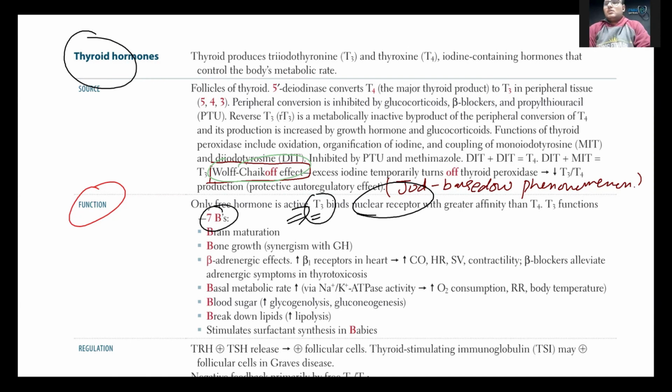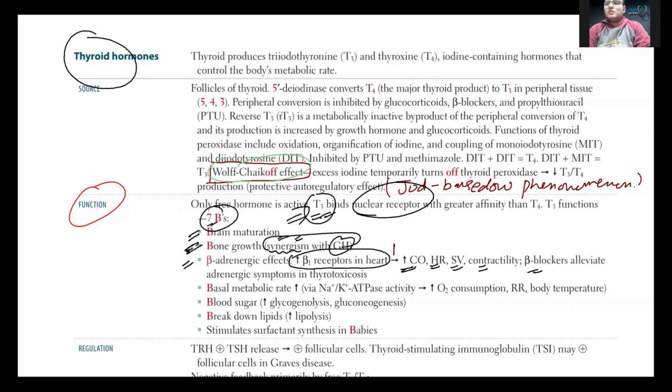Is that clear? Next, what are the functions? Brain maturation and bone growth, and this has a synergism. Synergism means same action, augmenting or boosting the function of growth hormone. So growth hormone and T3, T4 both act synergistically to increase bone growth. And also beta adrenergic effects. Thyroid hormone, specifically T3, increases beta 1 receptors in the heart and increases cardiac output, heart rate, stroke volume, and contractility. That's the reason in hyperthyroidism we give beta blockers to alleviate the symptoms.